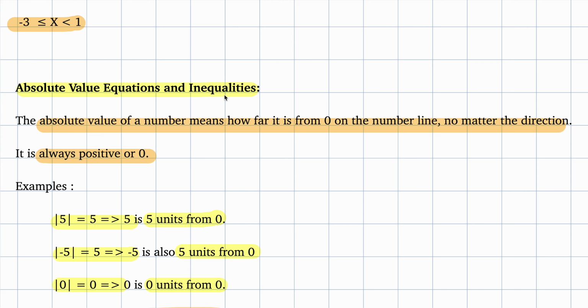Absolute value equations and inequalities. The absolute value of a number means how far it is from 0 on the number line, no matter the direction. It is always positive or 0.